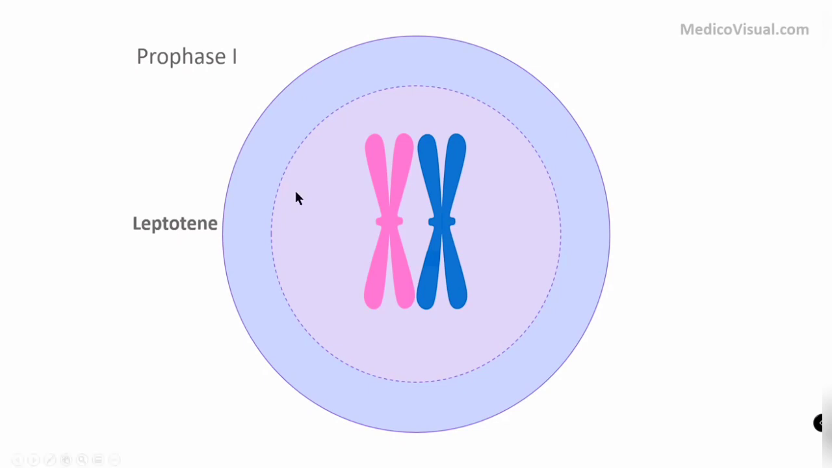So that is the first stage, that is leptotene. That is the first phase of prophase 1, leptotene, in which all the chromosomes are formed from chromatin, or you can say chromatin condenses to form chromosomes. Now this is the first phase of prophase 1. How can you remember that this is the first phase? Well, it is very simple.